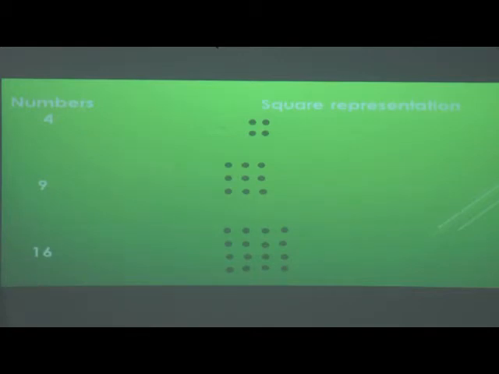Now we are going to see the square representation. For the number 4 we can give square representation in this way, and for number 9 square representation, the dots are given in the form of a shape. So that's why we call it square representation. 16 is again, the dots are given in the shape of a square. So this is about the square representation.